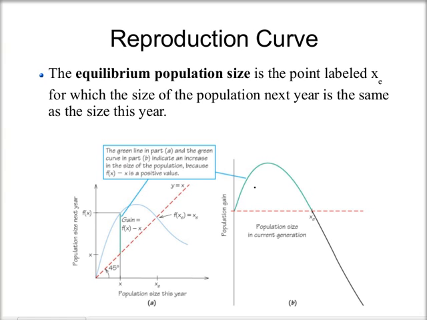So one important feature is the equilibrium population size, and that's labeled here by XE. So that's the point where the reproduction curve crosses the line y equals x, and that's going to be where the population is stable, and it's going to stay the same from year to year.